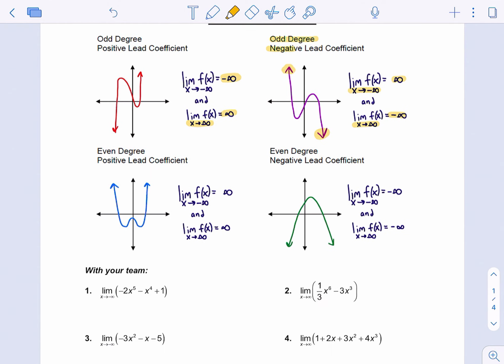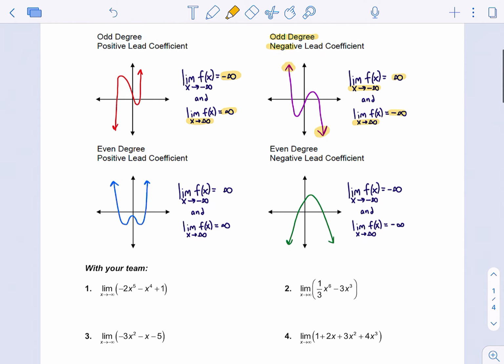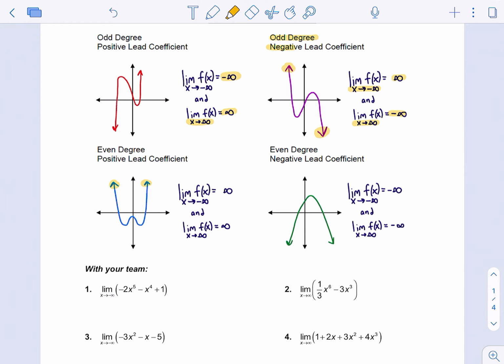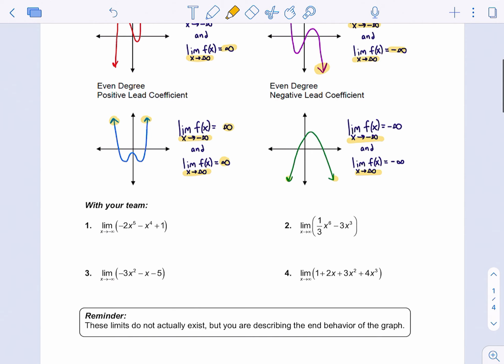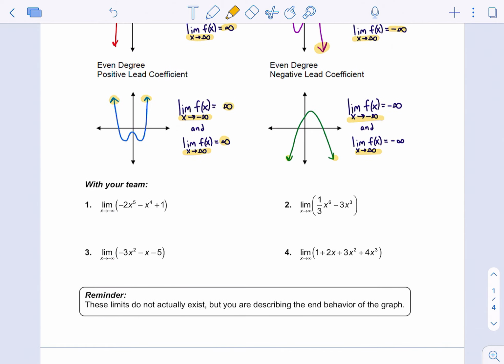For the even degree, this is where the ends either both go up or both go down. So in this case, if it is a positive, even degree, positive lead, both arrows end pointing upwards towards positive infinity. So as we go to the left or the right, the graph is going to positive infinity. With an even degree and a negative lead coefficient, we are going downwards, negative, negative. All right, so then let's look at what this looks like for these limits.